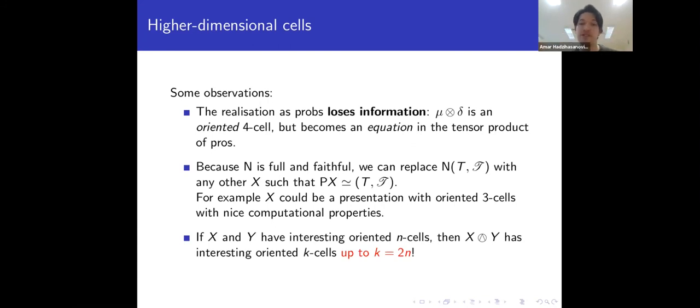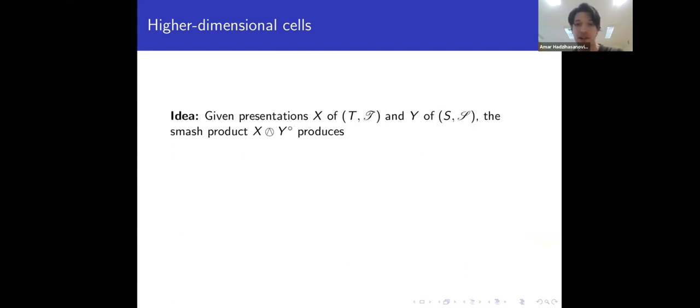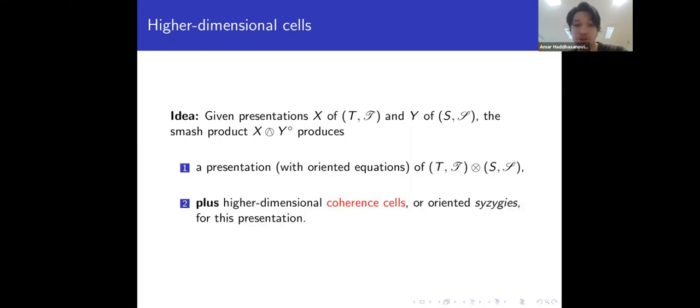And if we work with presentations which have oriented n-cells up to n, then the mesh product is actually going to have oriented k-cells up to 2n. So we're going to have a lot of high-dimensional data. And the idea is that given two presentations of two PROs, this mesh product not only produces a presentation with oriented equations of their tensor product, but it also produces systematically some high-dimensional coherent cells, or what can be called the oriented homotopical syzygies or homotopical generators, whatever people want to call them, for this presentation.